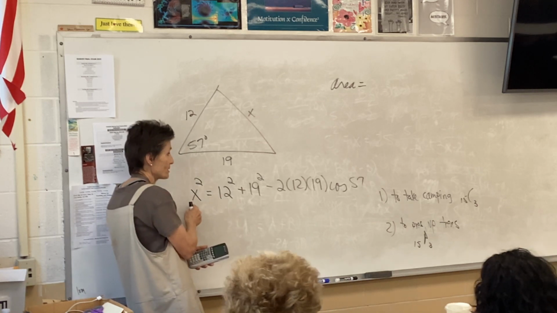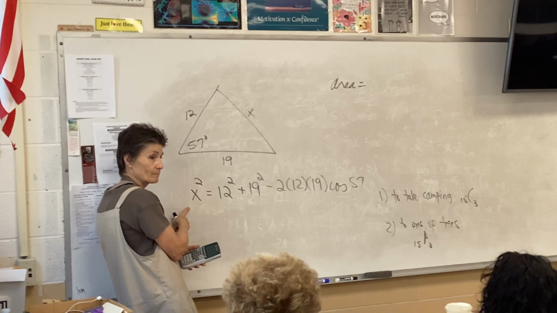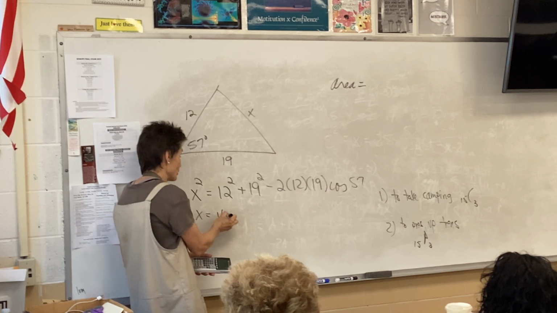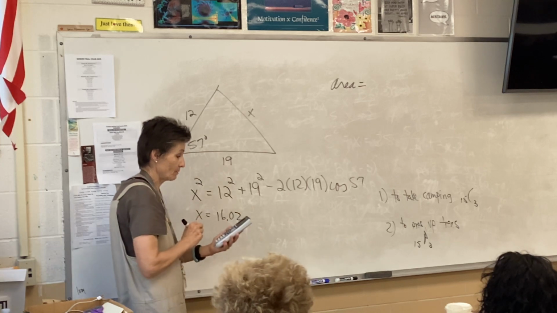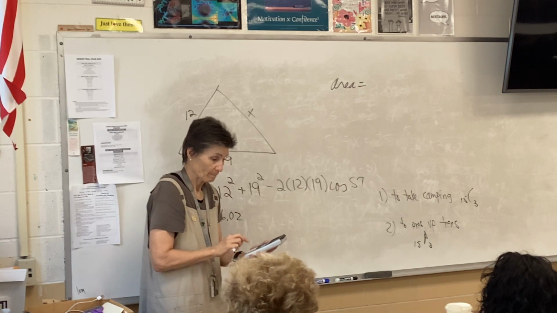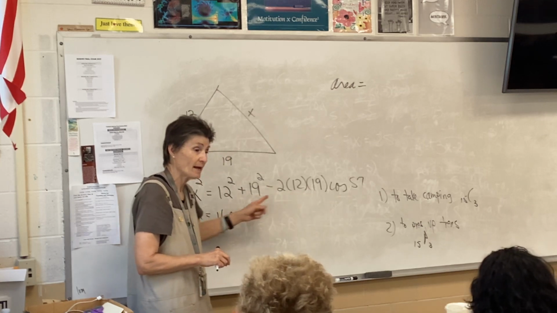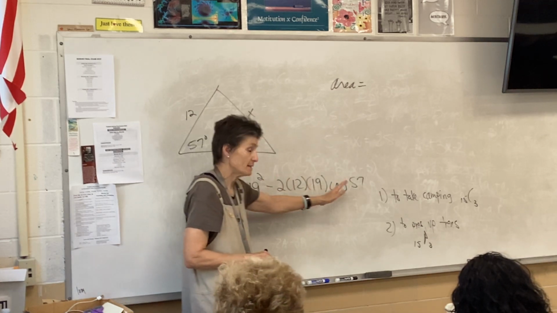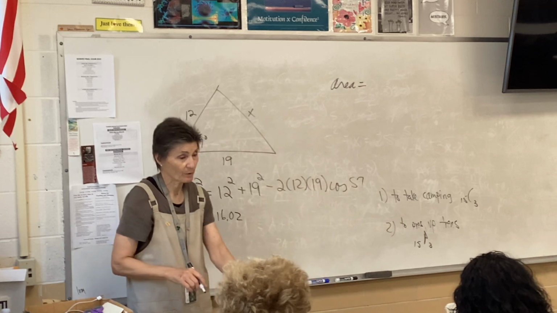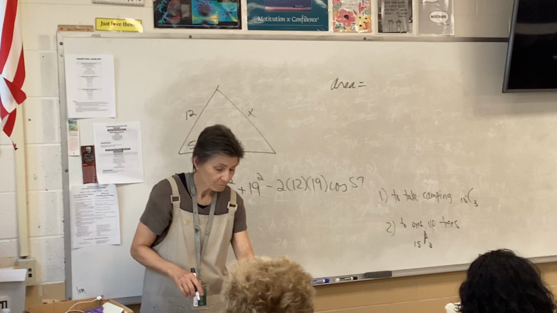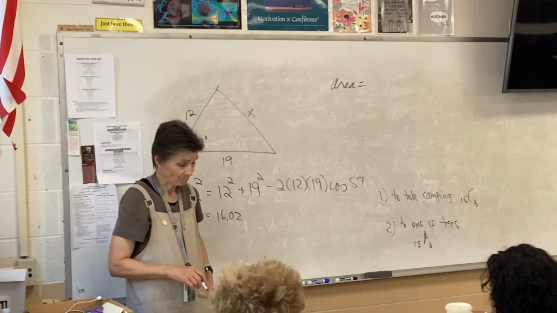Remember, the law of cosines, that's x squared. So I have to square root it, and the answer is 16.02, if I typed everything in. Okay? Square root the answer to all that. Get this all typed in, hit equals, and then take the square root of that. All right, Caden?